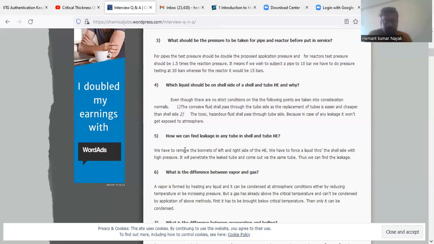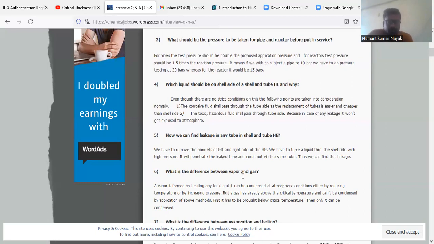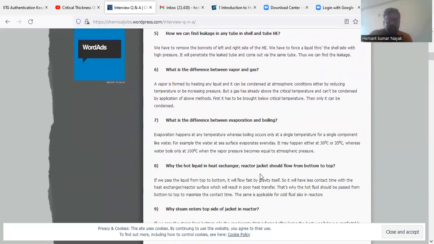What is the difference between vapor and gas? A vapor is formed by heating any liquid, and it can be condensed at atmospheric condition either by reducing temperature or increasing pressure. But a gas is already above the critical temperature and cannot be condensed by application of the above method. First, it has to be brought below critical temperature, then only it can be condensed.